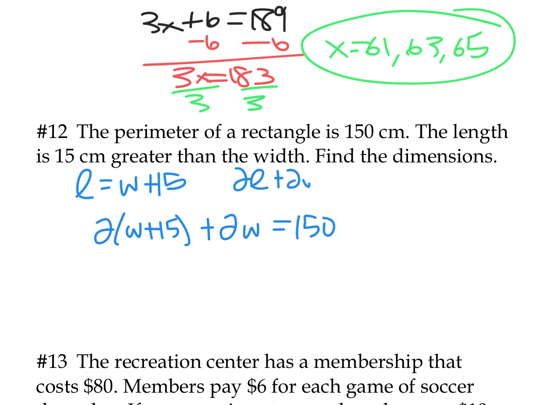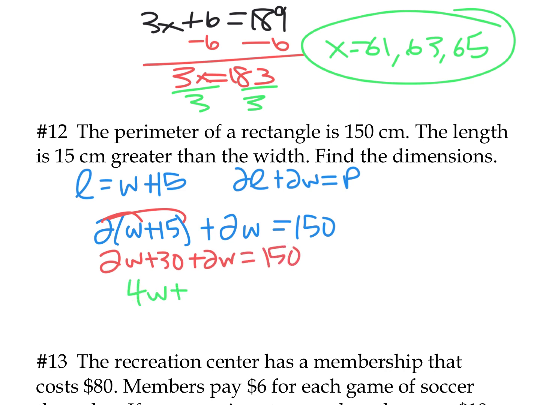2L plus 2W equals the perimeter. And the L, the length, is W plus 15. So 2 times W plus 15, which now I can distribute to begin simplifying this. I have 2W plus 30 plus 2W equals 150. And then I can combine my like terms. 4w plus 30 equals 150.